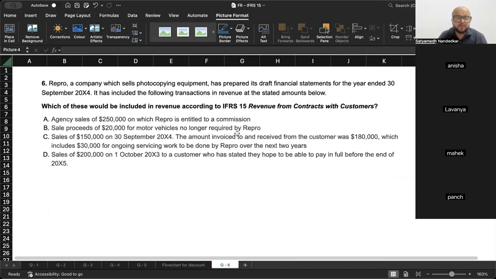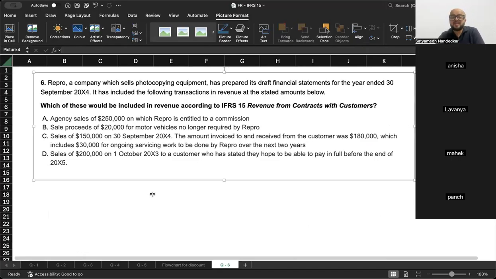Chalo, let's look at this. Repro, a company which sells photocopying equipment, has prepared its draft financial statements for the year ended 30th September 2004. It has included the following transactions in revenue at the stated amounts below. Which of these would be included in revenue according to IFRS 15? Repro is a company which sells photocopying equipment, Xerox machines, basically what we Indians call.